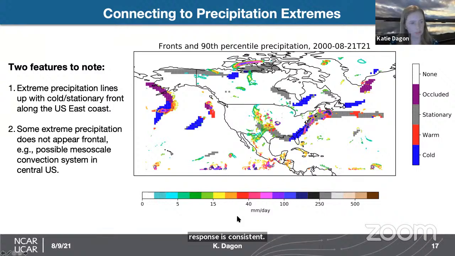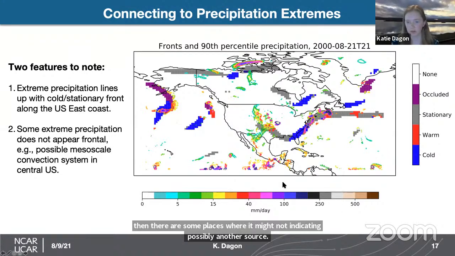So in the last couple of minutes, I want to bring it back to the beginning and talk about how we actually connect these detected features to extreme precipitation. Here I'm just showing a snapshot at a particular time point of 90th percentile precipitation from the climate model and the detected fronts. Basically, you can see there are some places where the extreme precipitation lines up with the detected fronts, and then there are some places where it might not, indicating possibly another source.